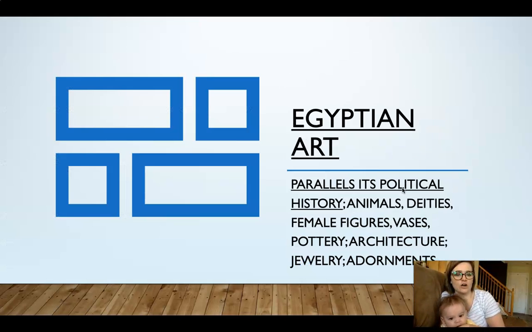And then Egyptian art parallels its political history, right? So animals, deities, female figures, vases, pottery, architecture, jewelry, and adornments are where we see their art manifest.